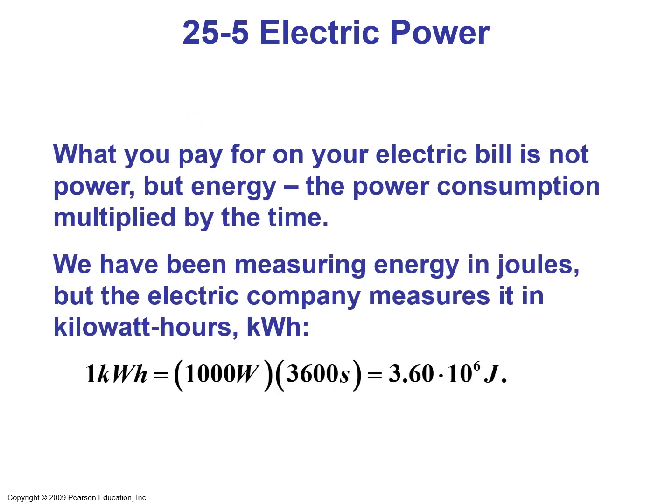What you pay for your electric bill is not power, but energy: the power consumption multiplied by the time. We have been measuring energy in joules, but the electric company measures it in kilowatt hours, or kWh. 1 kilowatt hour is equal to 1000 watts multiplied by 3600 seconds, which is 3.6 times 10 to the power 6 joules.